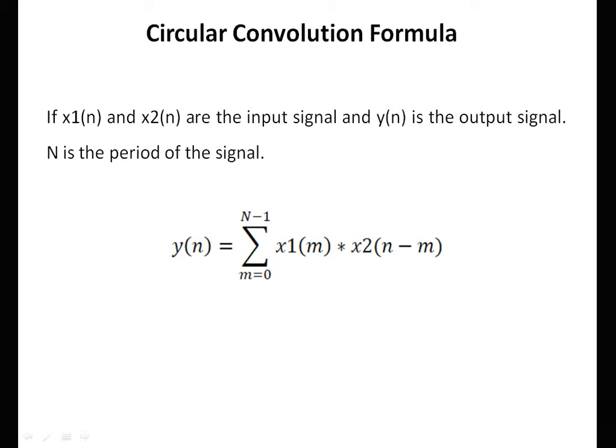First we see the circular convolution formula. If x1 of n and x2 of n are the signals, one of the signals is the input and the other is represented as an impulse signal, and y of n is the output signal, where capital N is the period of the signal. This is the formula for circular convolution: y of n is equal to summation from m equal to 0 to N minus 1, that is the period of the signal, x1 of m into x2 of n minus m.